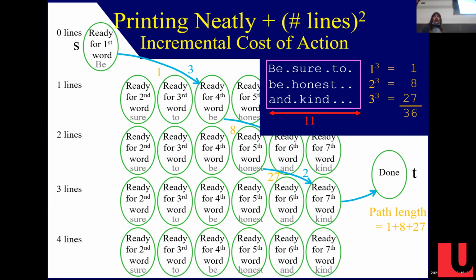That's what we did before. But now we want to add on the number of lines squared. Thank you. Never believe anything I'm saying. It's because I'm testing you.